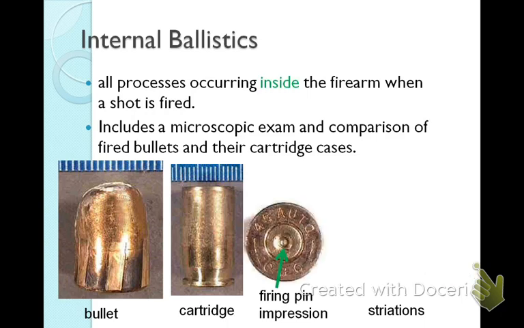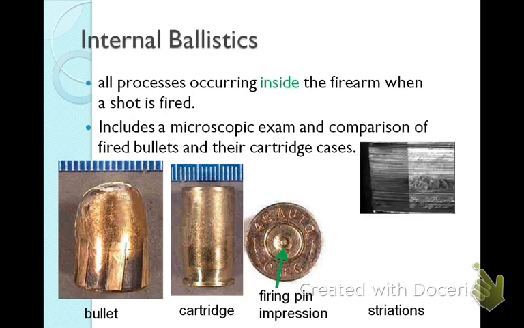Firing pin impression is on the butt, or the back of the cartridge here. The firing pin comes into contact with a primer. Primer ignites and causes gunpowder to explode. So the firing pin impression can be analyzed.